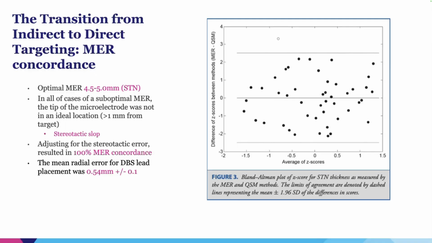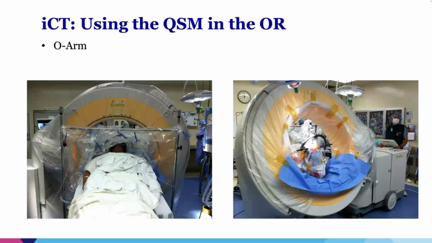That's the stereotactic slop. Adjusting for the stereotactic error resulted in a 100% MER concordance, and the mean radial error for DBS lead placement was about 0.5 millimeters. So that gave me really the confidence to truly transition over to a QSM only sequence with intraoperative imaging.